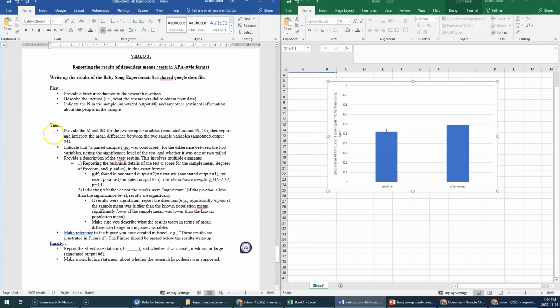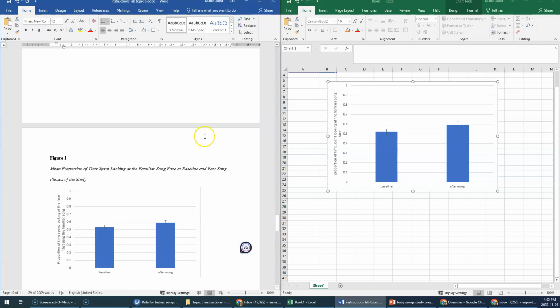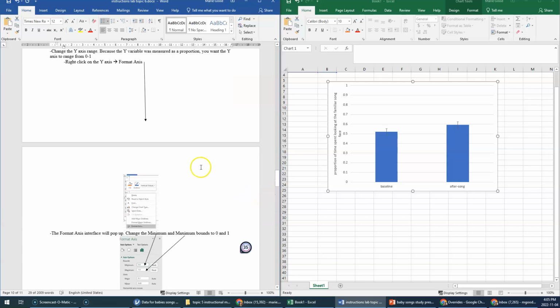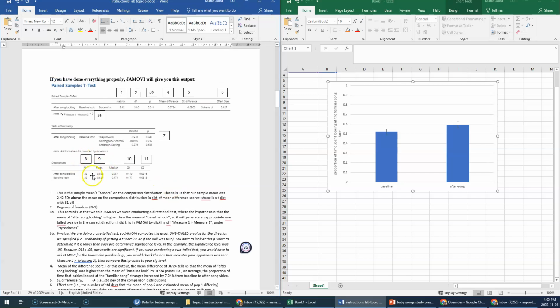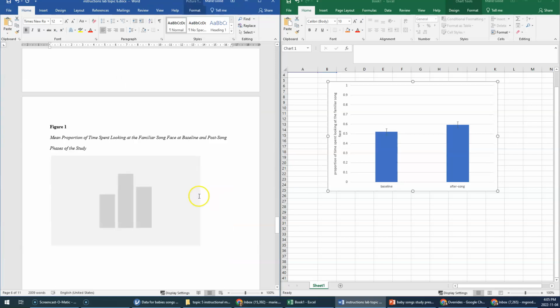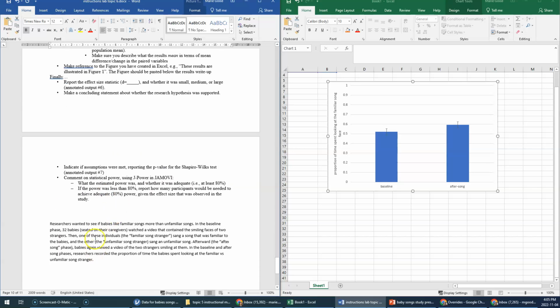The next step is to provide the mean and standard deviation for the two sample variables and report and interpret the mean difference between those variables. So here we are going back up to the output to get this information: the mean and standard deviation of baseline and after song looking times, and then also the mean difference. So I'm just going to grab this output and drag it down here so it's easier to reference.